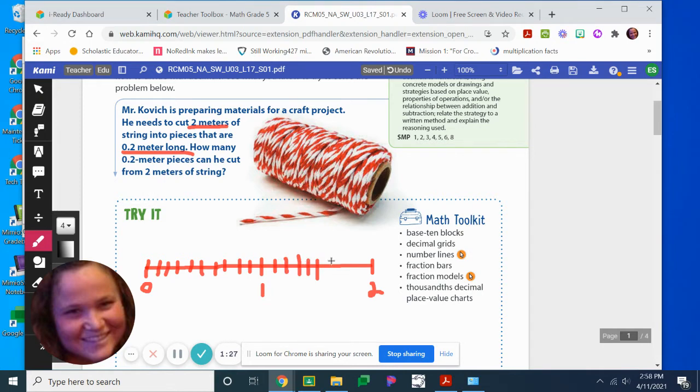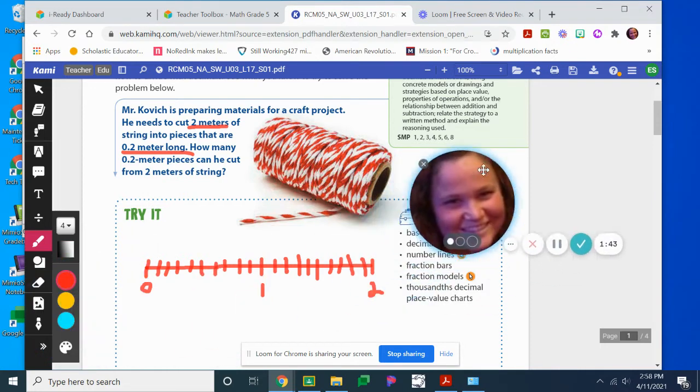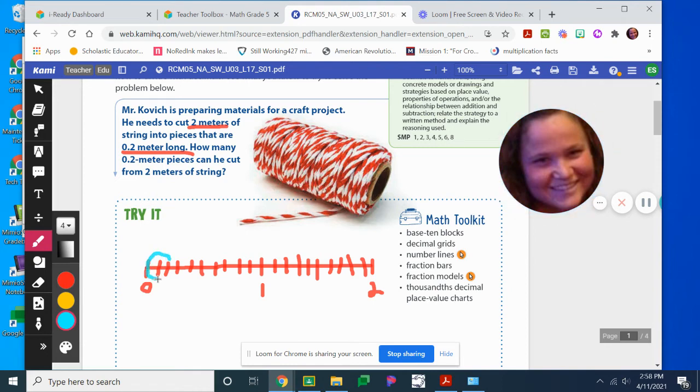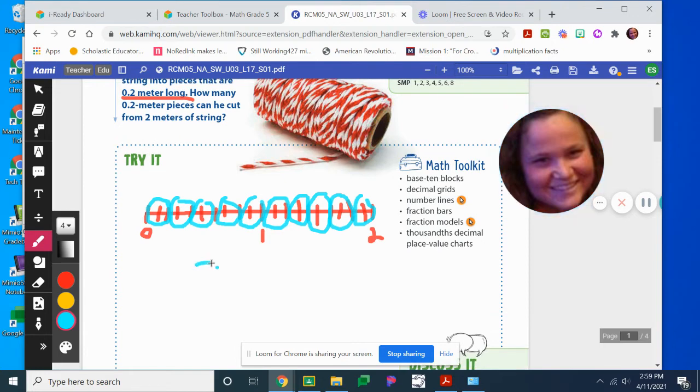Okay, so I've got that done. And now I'm going to circle 0.2 of a meter to see how many of those pieces we can make. So I'm going to change my color just so we've got a good visual here. And I've got 0.2 here because I counted 1, 2. Then I've got another 0.2 and another 0.2 and another 0.2. One more 0.2. So I've got 5 on this side, which means I'll have 5 on this side, which means all together I have 10 pieces that are all equal to 0.2. So that is actually my answer, is I've got 10 pieces in the 2 meters.